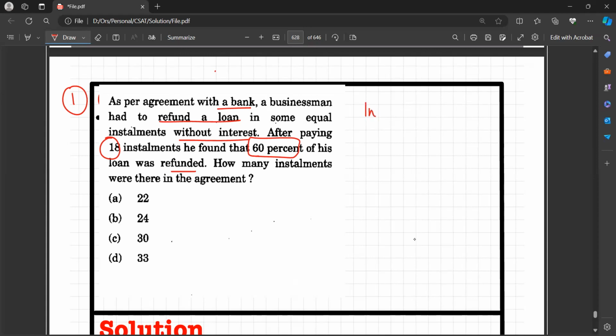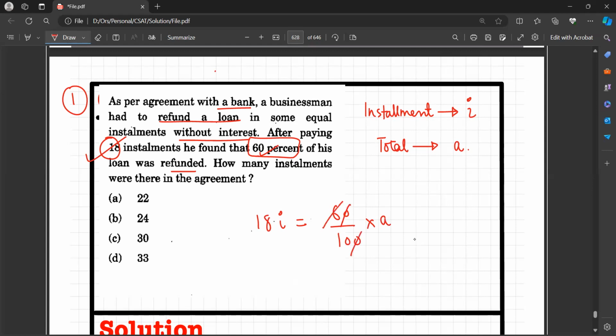Suppose the installment amount be I. Total amount that the person has to pay be A. Now the person has paid 18 installments. So 18I equals 60% of the loan, that means 60 by 100 into A. This 0 getting cancelled, this getting cancelled. A by I is equal to 30. What does A by I mean? Total amount by installment amount gives you the number of installments. Yes or no? So the number of installments would be 30. Got it? Clear? Proceed to the next problem.